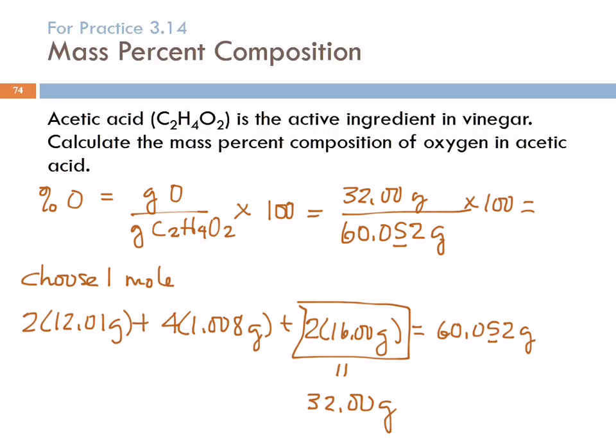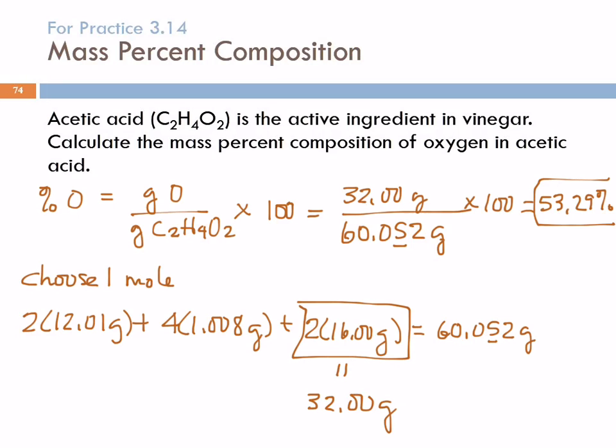So we have 32 divided by 60.052 times 100. Yeah, 53.29%, 4 sig figs. That's the percent of oxygen.